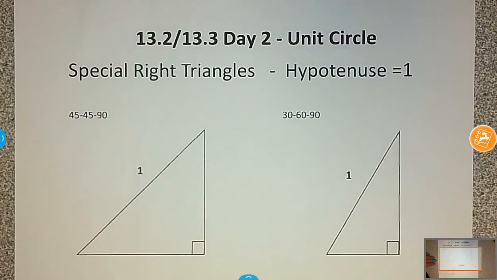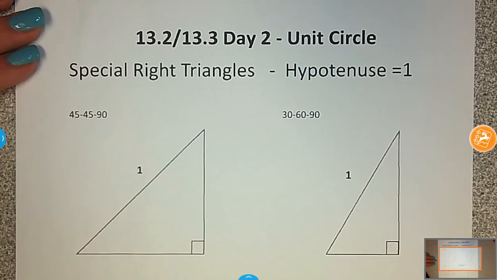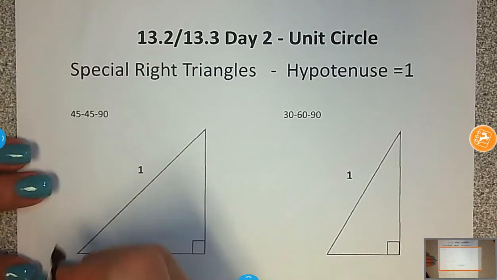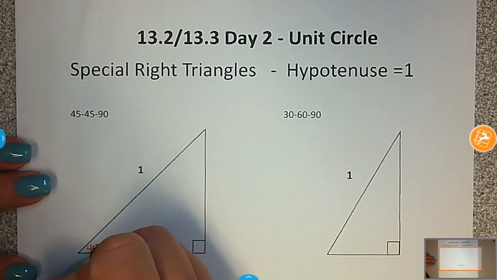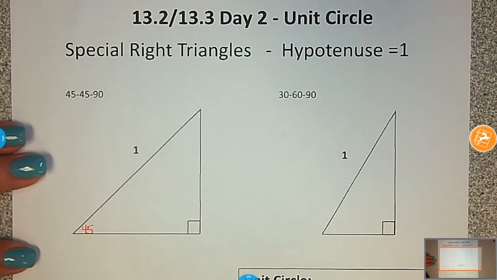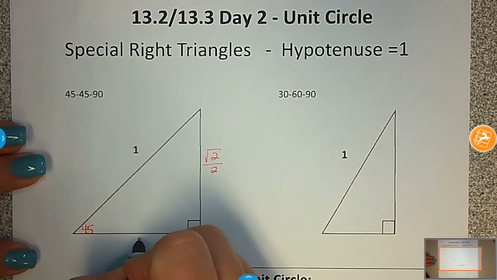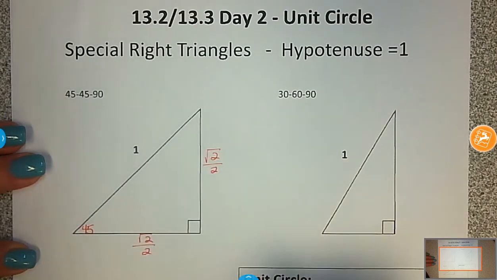Alright, so today is day 2 of sections 13.2 and 13.3, and we're going to get to the unit circle by the time it's all over with today. But once again, we're back to those special right triangles that we've been talking about, off and on, for the last couple of weeks. So this first triangle is a 45, 45, 90. Just a quick review, let's put our sides on here. The two legs are both going to be root 2 over 2 and root 2 over 2.